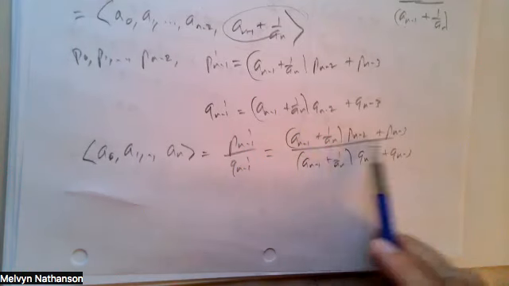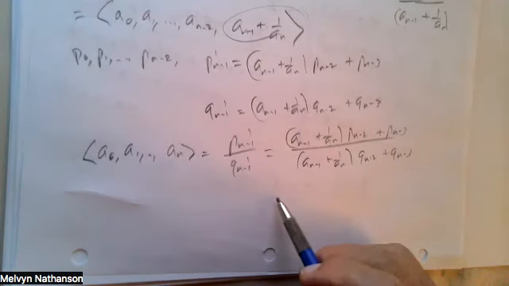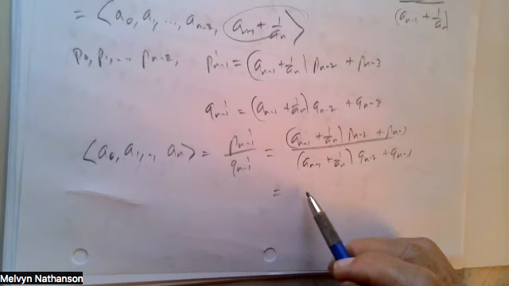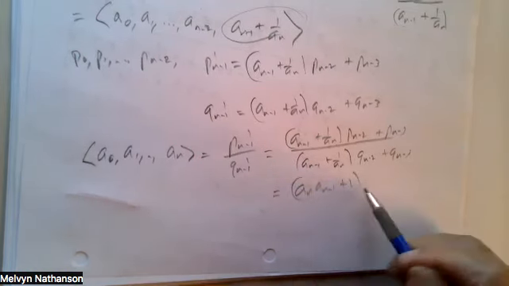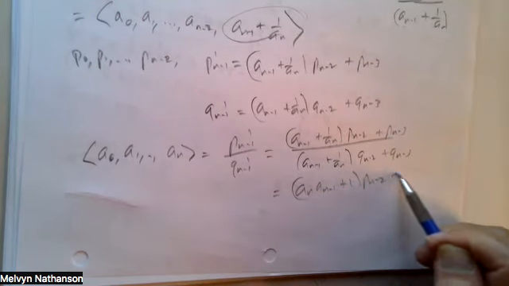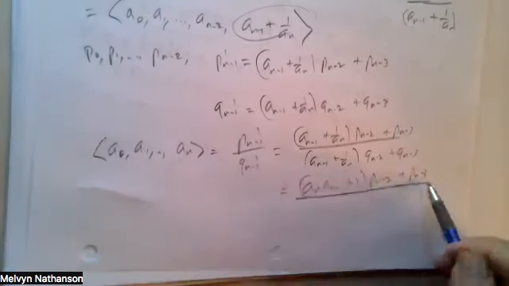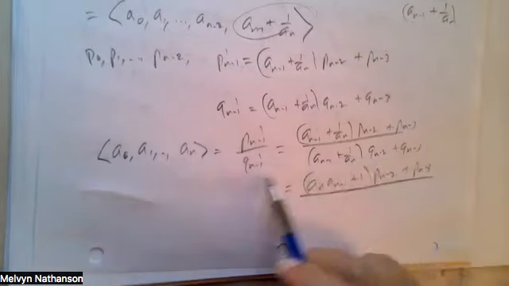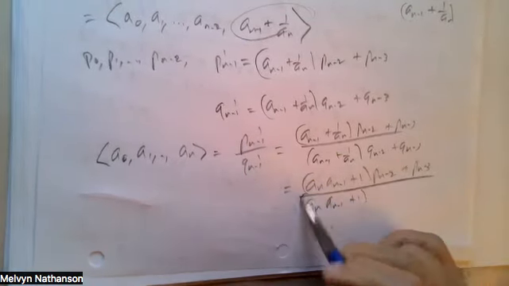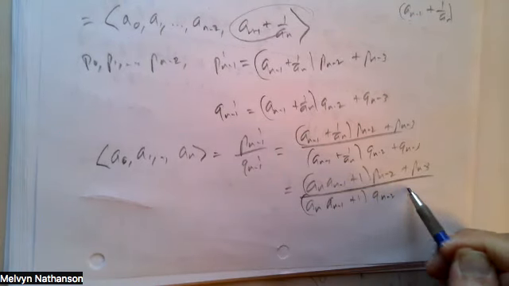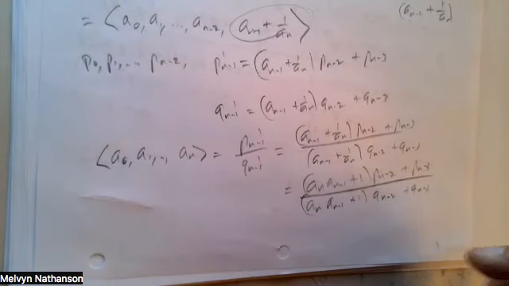And I can multiply through by AN to get rid of this denominator. I get AN minus 1 plus 1 times Pn minus 2 plus Pn minus 3. I'm just multiplying through by AN minus 1 plus 1, Qn minus 2 plus Qn minus 3.